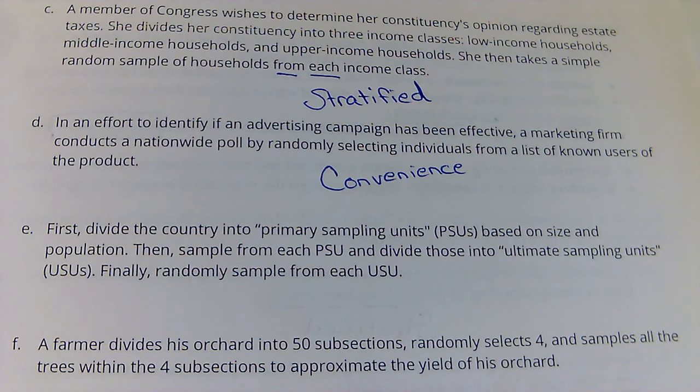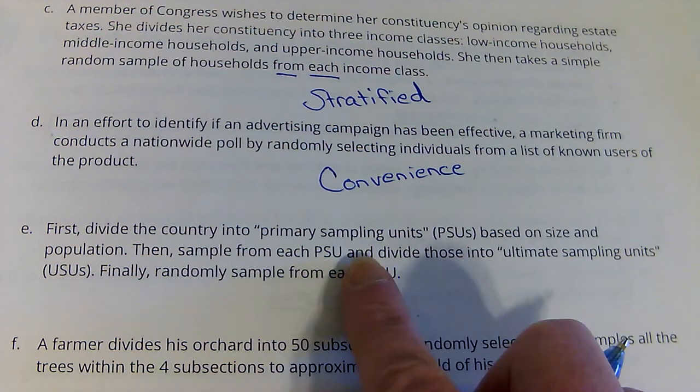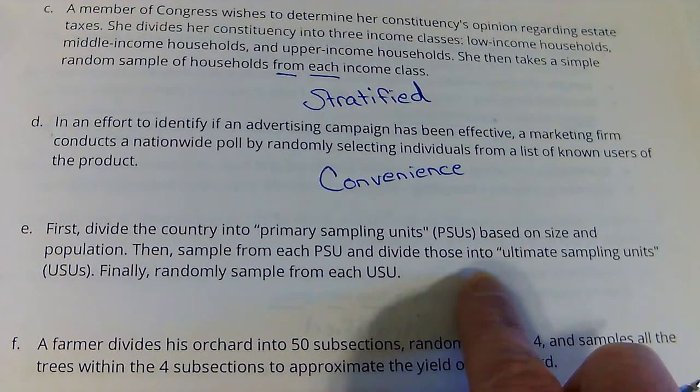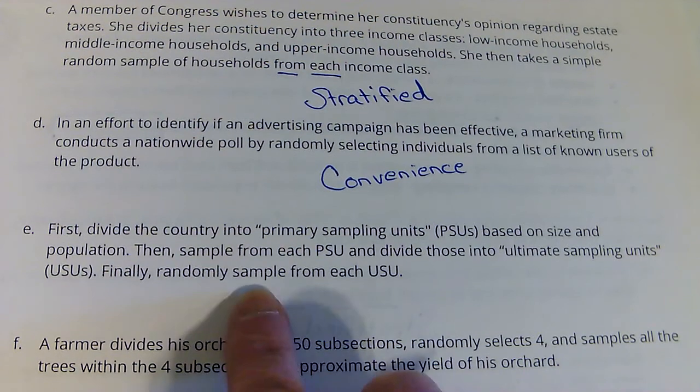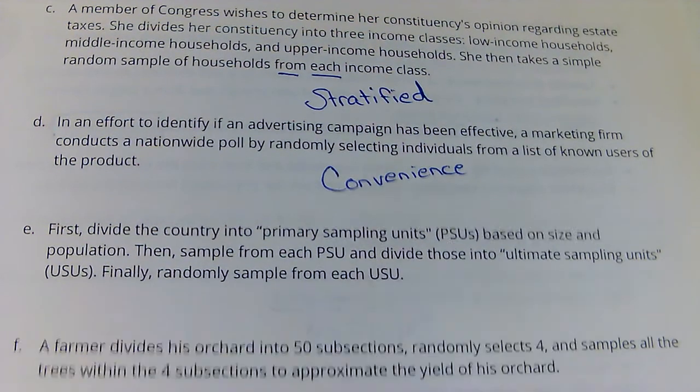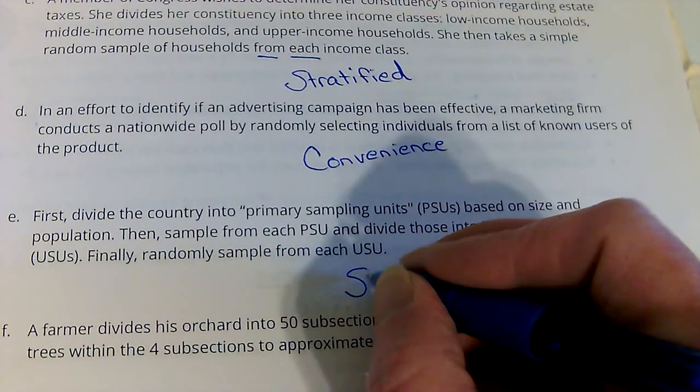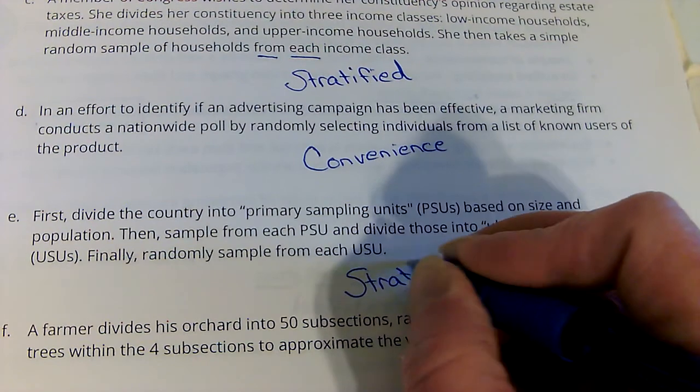First, divide the country into primary sampling units based on size and population. Then sample from each PSU and divide those into ultimate sampling units. Finally, random sampling from each of those. That's double stratified.